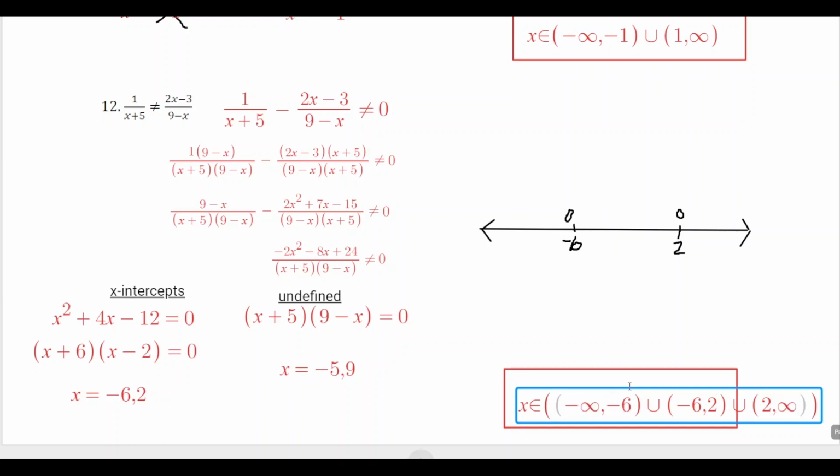That's it for today, y'all. What's going on with my parentheses there? There we go, kind of clean that up.